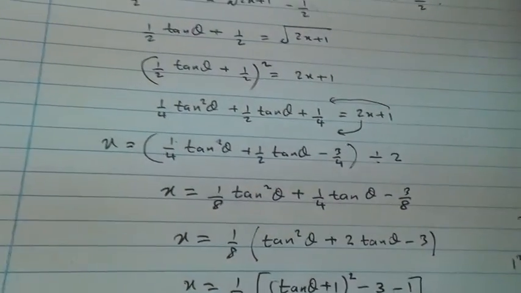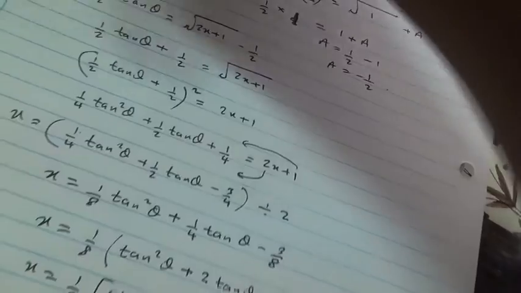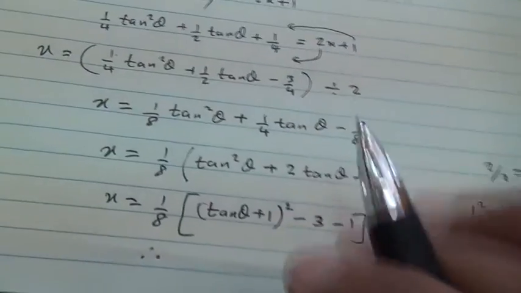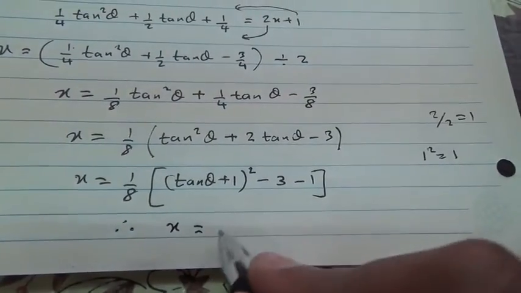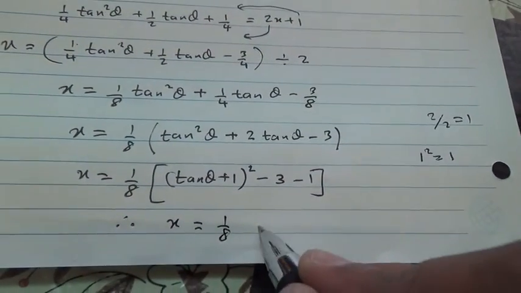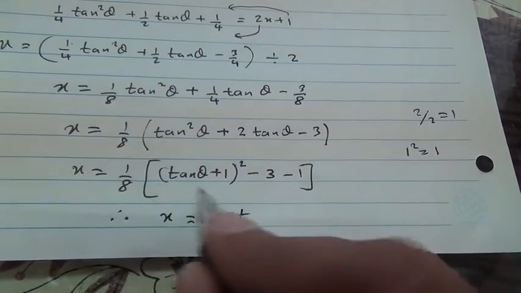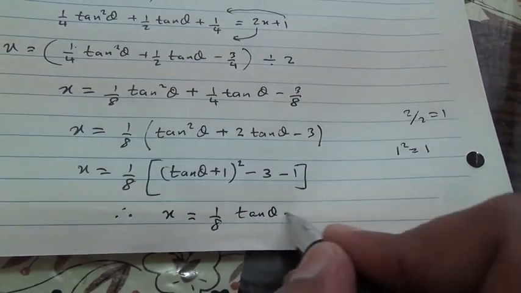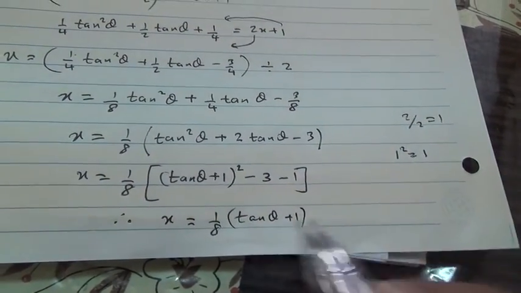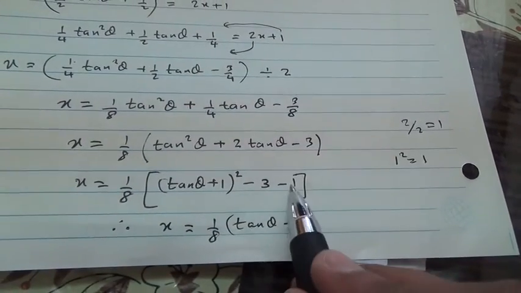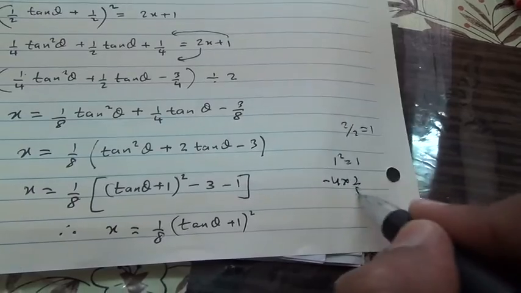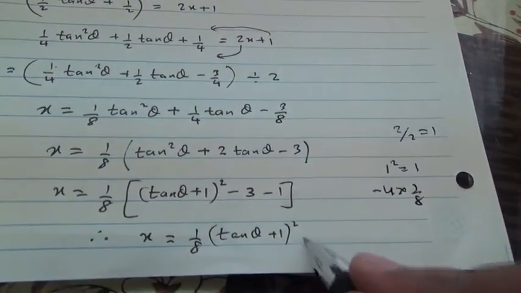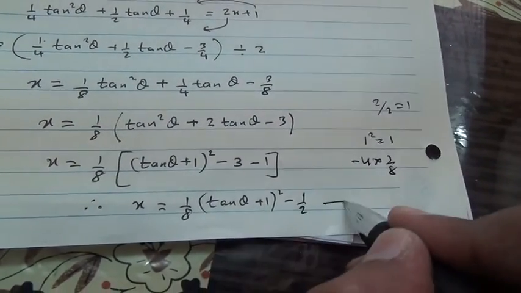What can we say? That x is equal to 1/8, you multiply this, tan theta plus 1, all squared, minus 3 minus 1 is minus 4, so you have minus 4 times 1/8, that's going to become minus half.